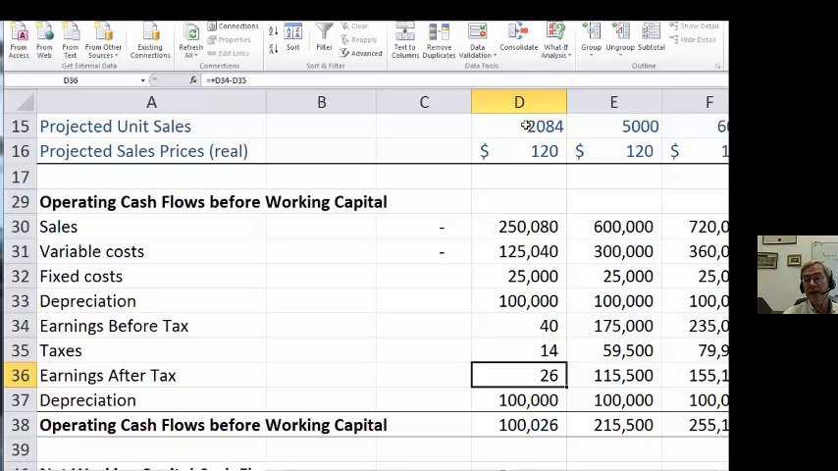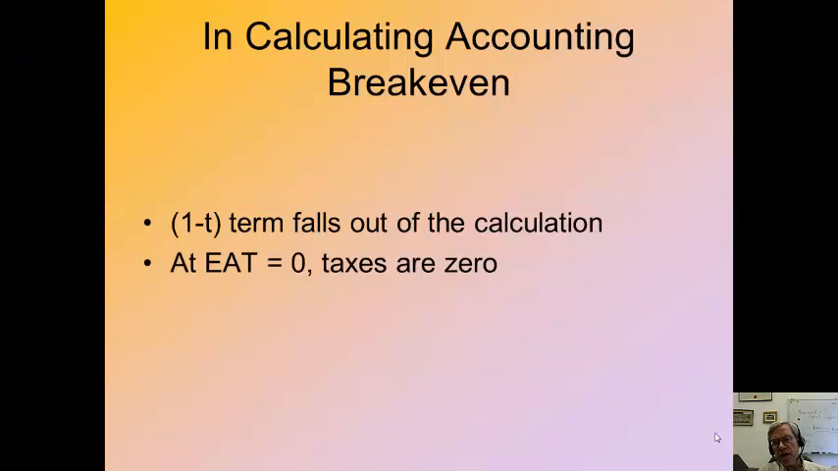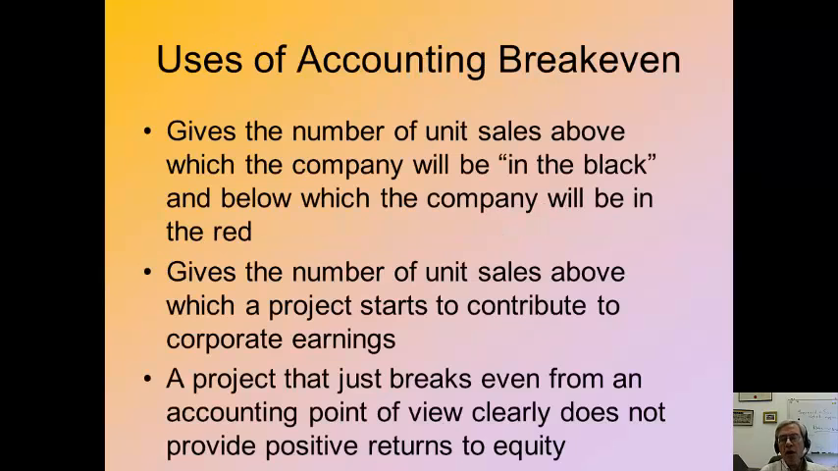So an important thing to remember in calculating accounting break-even is that the tax term falls out of the calculation. It falls out of the term because at earnings after tax equal to 0, taxes are 0. In our quest for financial purity, we shouldn't lose sight of the fact that the accounting statements are the statements by which most managers live. Using accounting break-even gives a number in unit sales above which the company will be in the black and below which the company will be in the red.